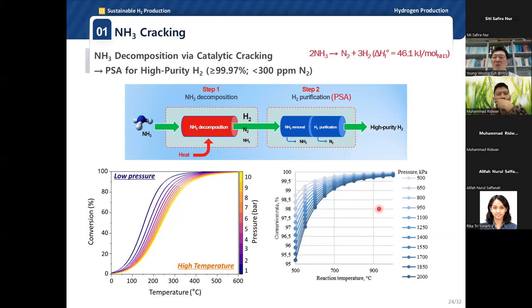Okay, and also look at this one. This is the kilopascal unit of pressure over here. Look at this value, 2000 kilopascal. These are just the pressures at the industrial side for the ammonia cracking, but you know that the conversion is 99.5%. So still 0.5% of ammonia will remain in the hydrogen stream. That means hydrogen purification is very important at the ammonia cracking center.